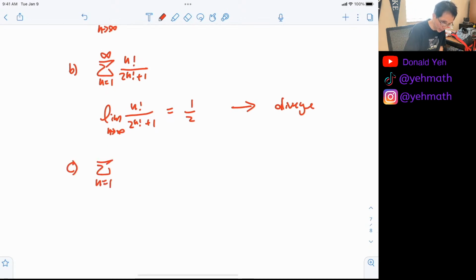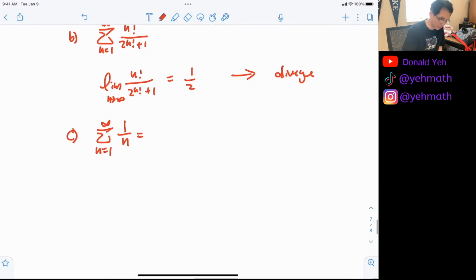The summation from n equal to 1 to infinity of 1 over n is equal to, well, we don't know. So we do the limit first, of 1 over n. This one is equal to what? 0. Does this diverge? Okay, so actually it's inconclusive.